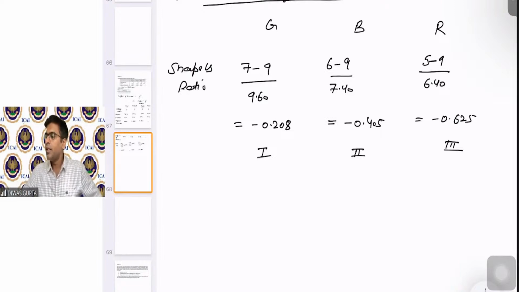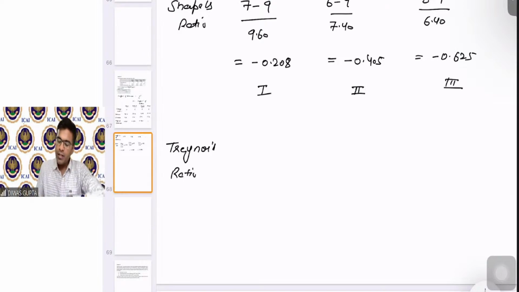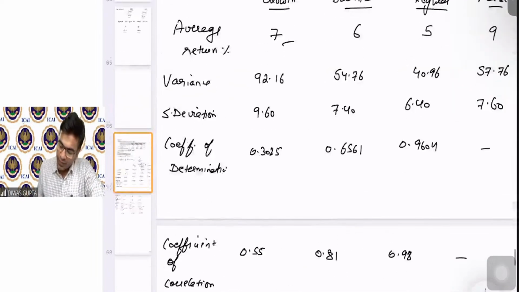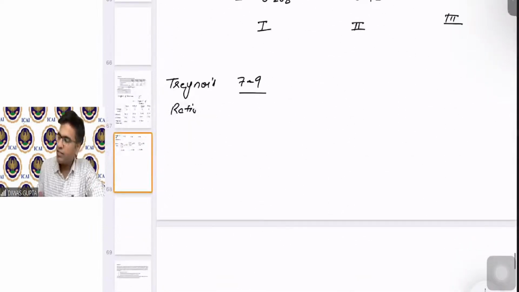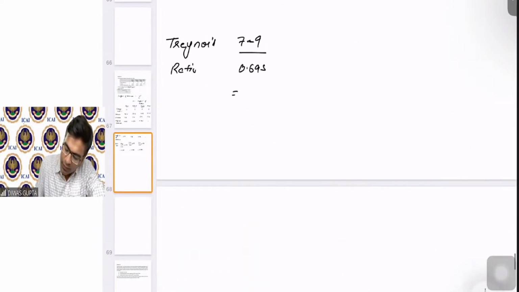Okay. Then comes the Treynor's ratio. Treynor's ratio, again, the numerator will remain same. The denominator will be replaced by beta. What is the beta that we have calculated? 0.695. So it is negative 2.878.